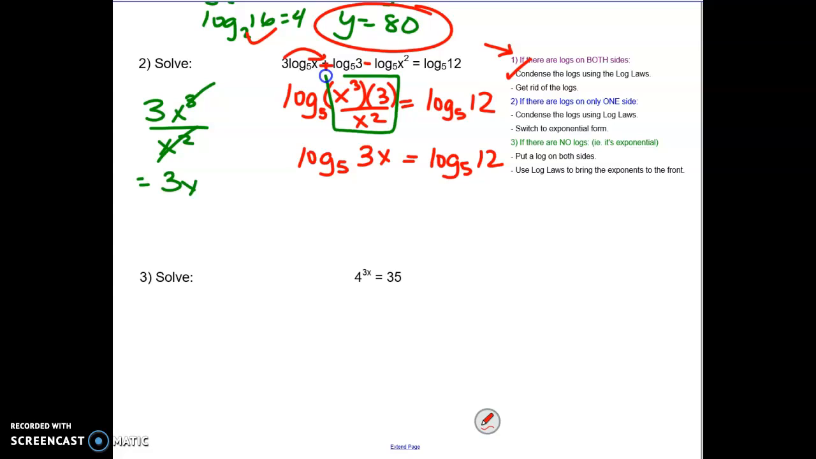Now once it's condensed, we can get rid of the logs on both sides because that part's already the same. So we just end up with 3x equals 12. Divide out that 3, so we get x equals 4. Now we would go through and check this answer. I've already done that, and 4 does work.